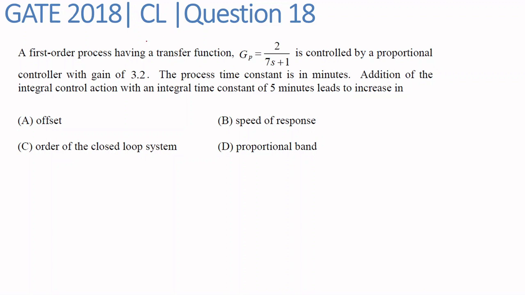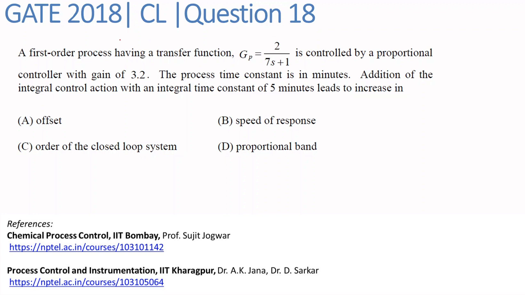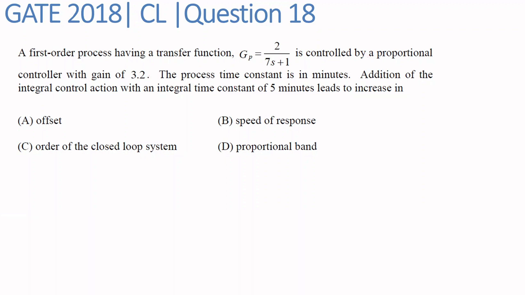Hello everyone. We are solving question number 18 of GATE 2018 Chemical Engineering paper, and the subject is process control and instrumentation. The question is, a first order process having a transfer function Gp equal to 2 upon 7s plus 1 is controlled by a proportional controller with a gain of 3.2. The process time constant is in minutes. Addition of the integral control action with an integral time constant of 5 minutes leads to an increase in which of the following options.